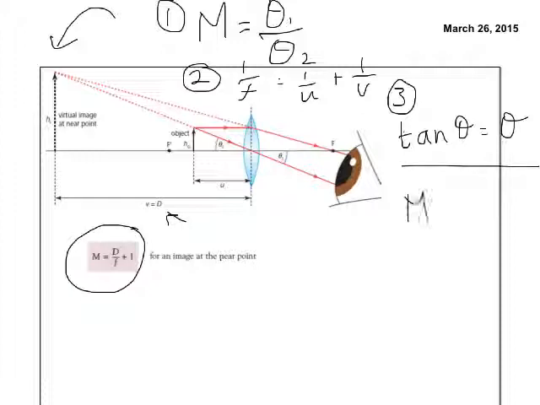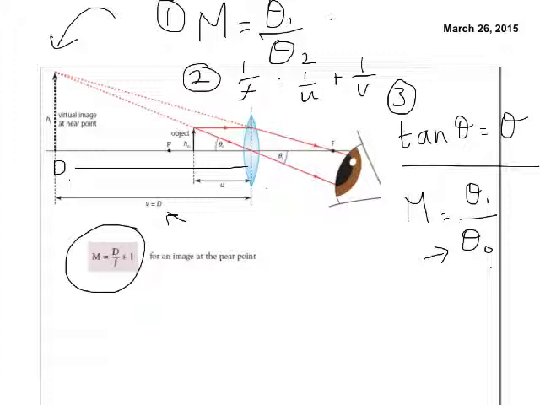Magnification, as we said up here, is equal to the angle subtended by the image over the angle subtended by the object. Now, we're considering here this distance D, which is the distance to the near point. Remember, the near point is the closest possible distance that an object can be for you to be able to focus on it. Now, we're going to consider the angle of the object.